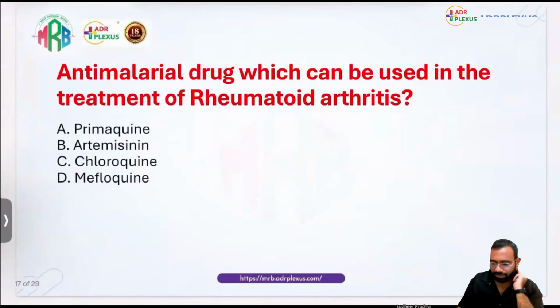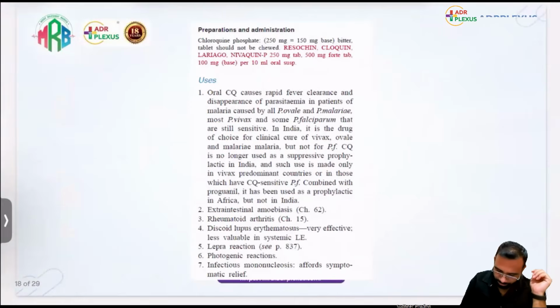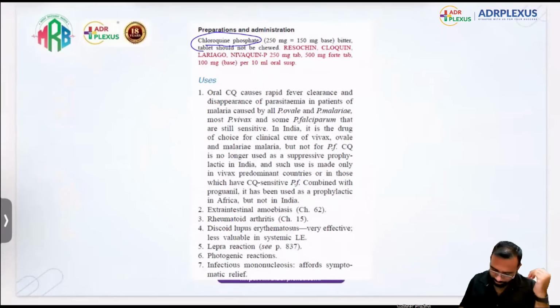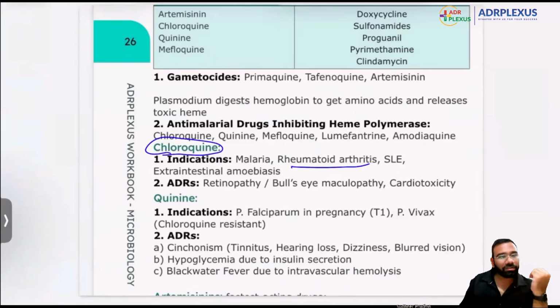Now come to the next one: anti-malarial drug which can be used for the treatment of rheumatoid arthritis. Very simple, direct forward question, that is chloroquine, rheumatoid arthritis. If you can see, these are all the uses of chloroquine apart from malaria, that is rheumatoid arthritis. And the same thing from our notes also. We are discussing that chloroquine is used in rheumatoid arthritis.